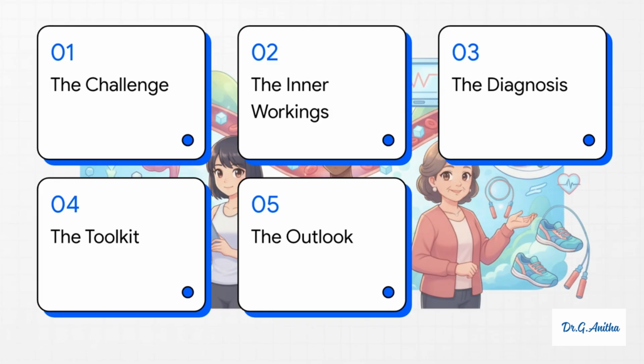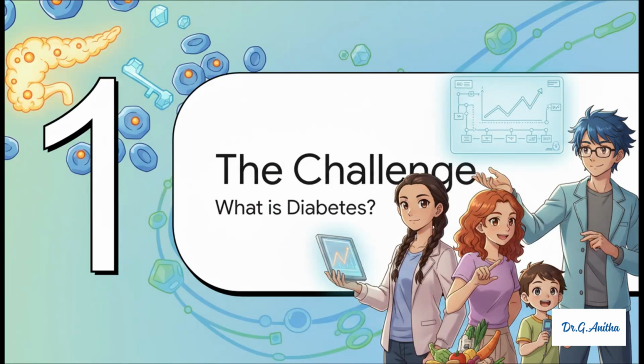So here's our game plan. First, we'll define the challenge. What exactly is diabetes? Then, we'll pop the hood and look at the inner workings, how it impacts the body. After that, we'll cover diagnosis and then focus on the most powerful management tool there is, diet. And finally, we'll talk about the long-term outlook. Okay, let's start at the beginning.